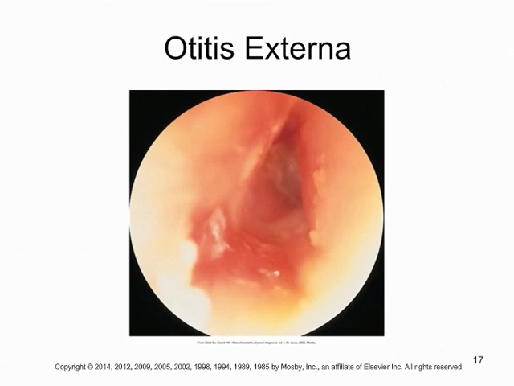This is a picture of what otitis externa looks like. You can see the eardrum, or the tympanic membrane, in the back middle. What you're looking at is the external auditory meatus, and you can see how it's red and inflamed and basically very sad looking.